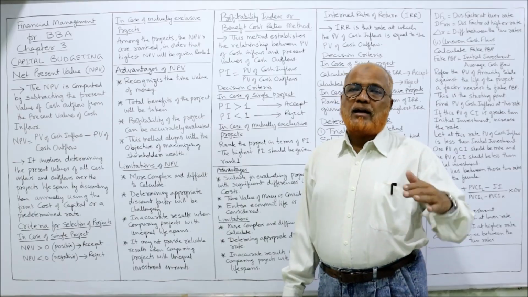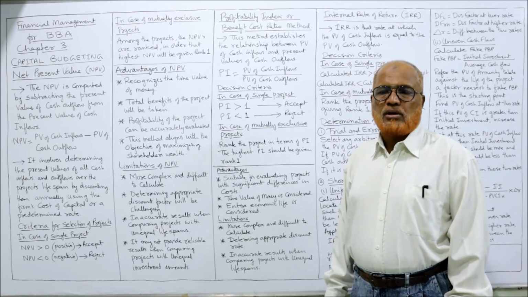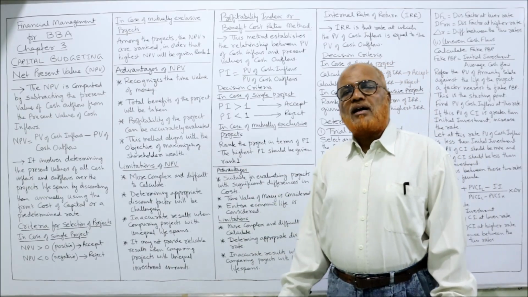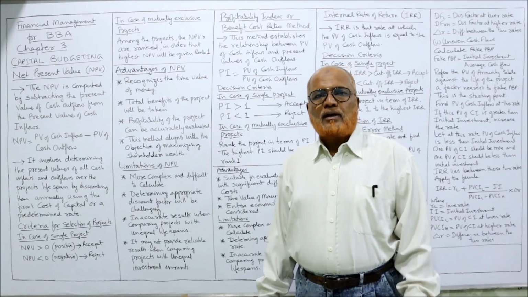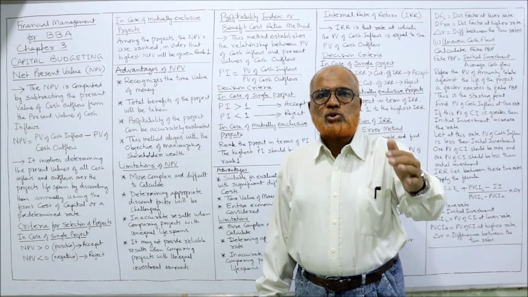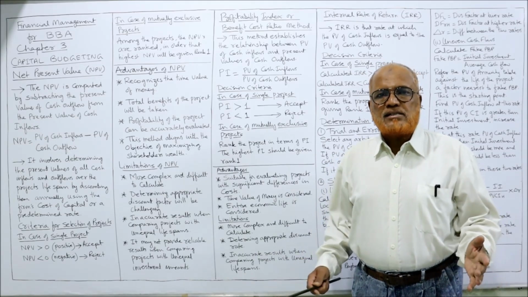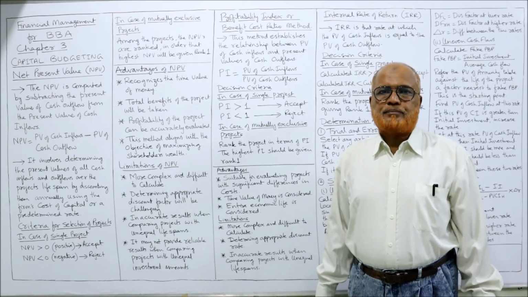Compared to the previous undiscounted method, this method has many advantages. The first advantage is it recognizes the time value of money. That's why we are discounting the future cash inflows to the present value. That means it is considering the time value of money.